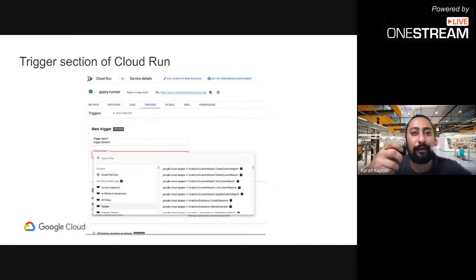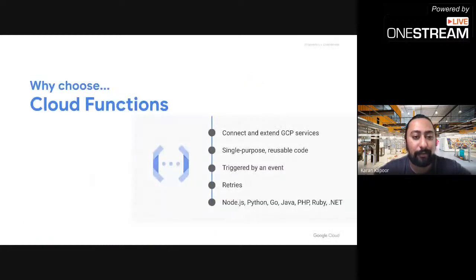But you're able to link Cloud Run to your CI/CD workflows as well, and automatically deploy a new Cloud Run service every time there is a new push to your code, to your Git repository.